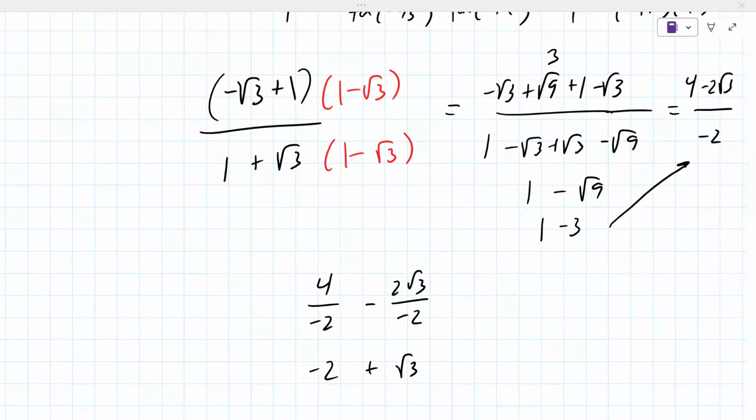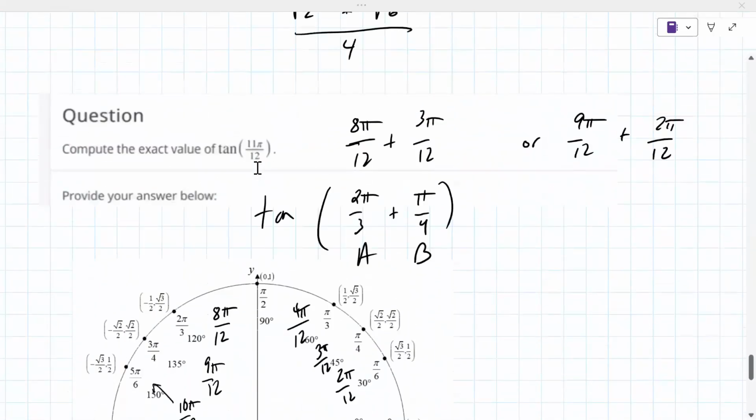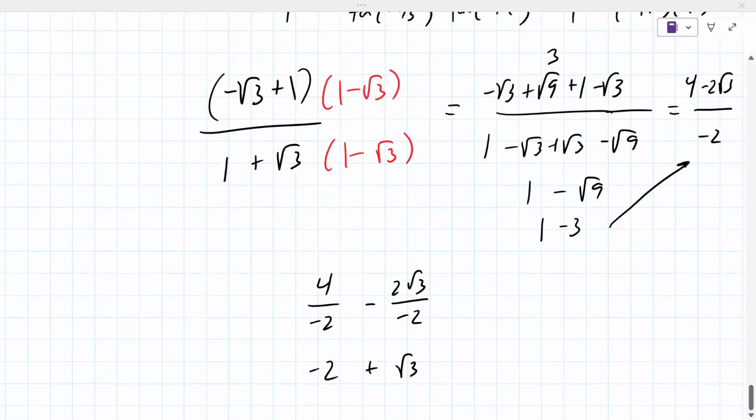And I'll just double check that. We were doing tangent of 11 pi over 12. Tangent of 11. Okay, did it match up? Yeah, it's good. Okay, cool.